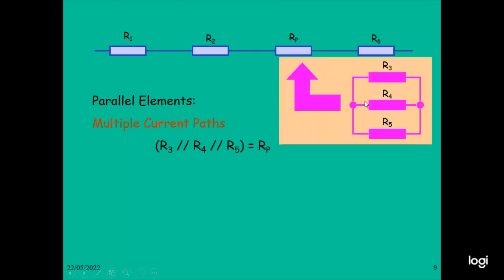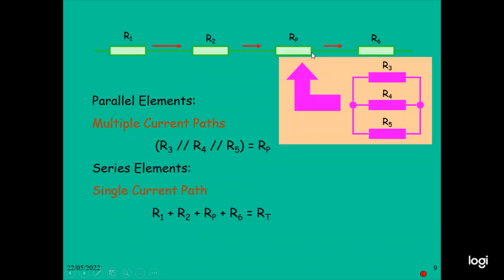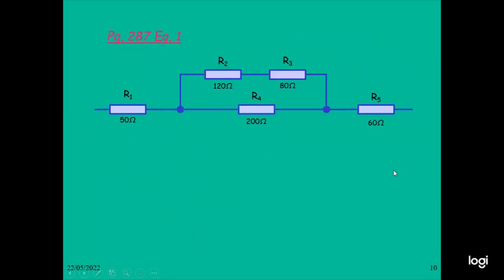And also in this way we can combine them as RB. R3, R4, R5, by combination, you can call it RB. So the multiple current path is RB, R4, R5, this is the parallel equal to RB. Single current path is R1, R2, R3. R1, R2, RB, and R6 combination. And also this is the equation for this connection here.